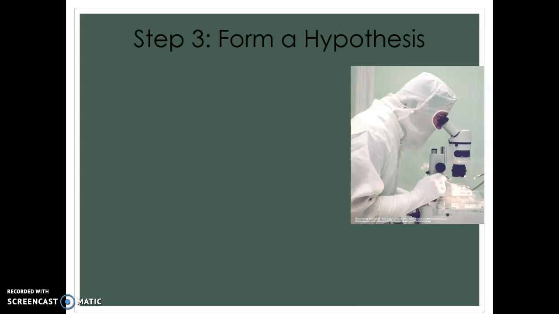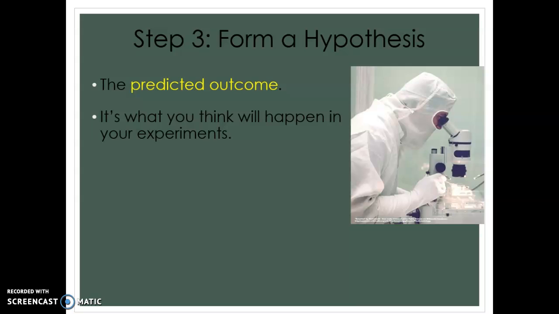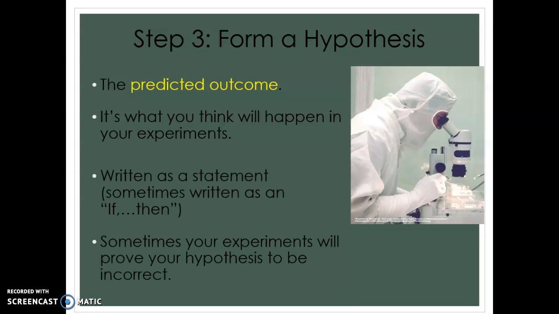Once we've conducted our research, we're going to form a hypothesis. The hypothesis is our predicted outcome, what we think is going to happen in this experiment. It doesn't have to be accurate, but it should be our prediction, how we think this experiment will play out, what we think will happen in our experiment.